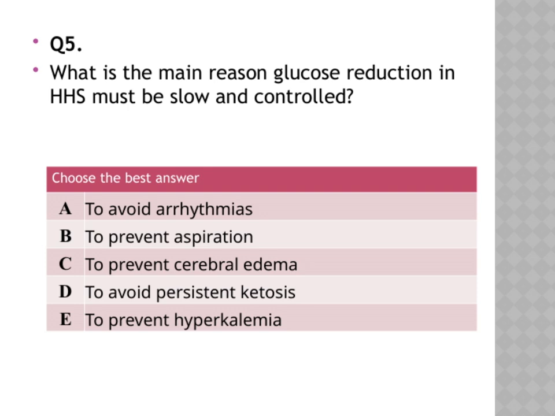In the broader scope of managing HHS, understanding this principle helps us deliver safer, more effective care by minimizing risks associated with rapid correction. So, controlling the rate of glucose reduction isn't just a procedural step. It's a critical part of preventing potentially life-threatening complications.